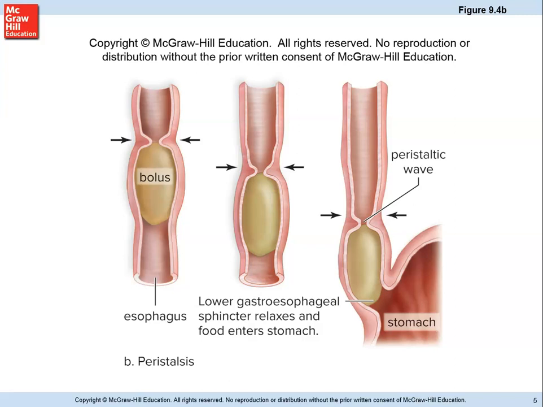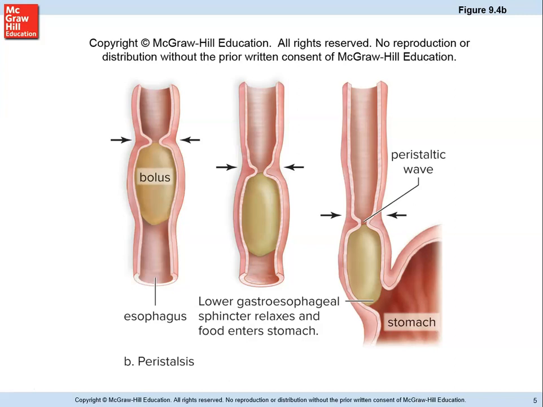Once that bolus enters the esophagus, it undergoes a process called peristalsis. Peristalsis is muscle contractions that start at one end and work smoothly to the other end. So the esophagus contracts from top all the way to bottom without bouncing around back and forth. This means that the esophagus really is a one-way tube.